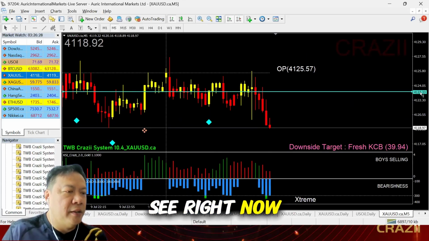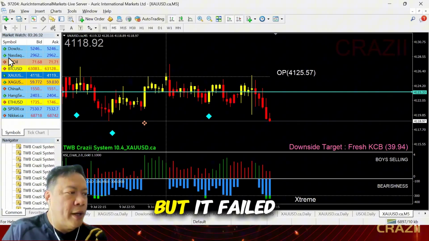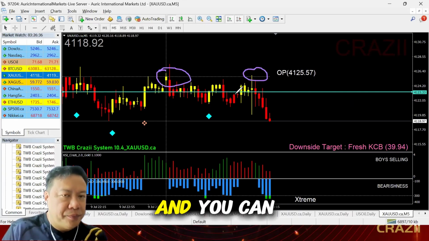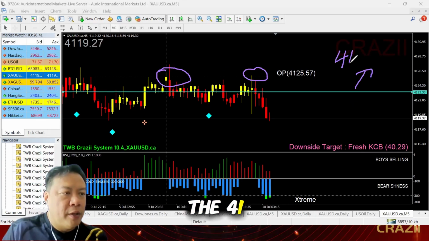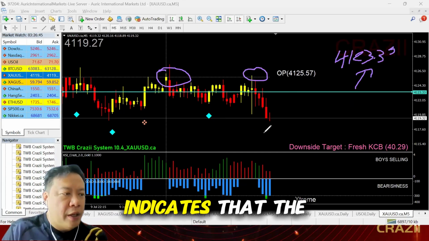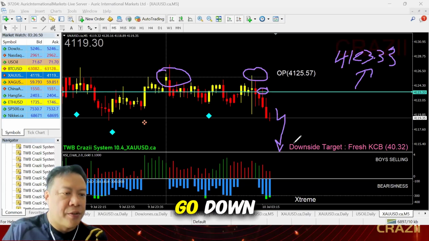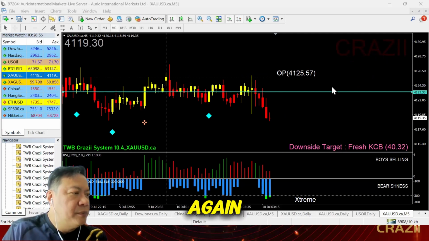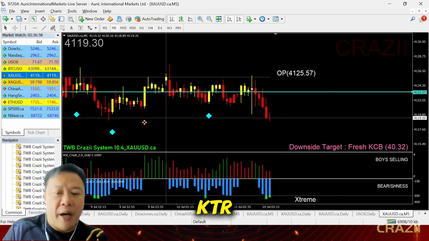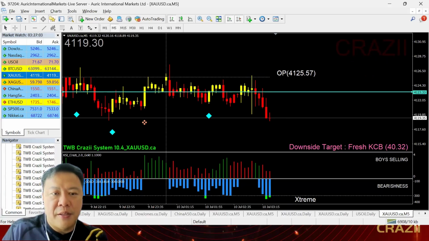Okay, so you can see right now very clearly the market trying to stay above OP, but it failed. And you can see that this number, 4123.33, indicates that the market rejected over here. So there's a very high chance the market is going to go down. Let me just clear a bit here and there again. It's going to go down to the KTR. So let's take a look.